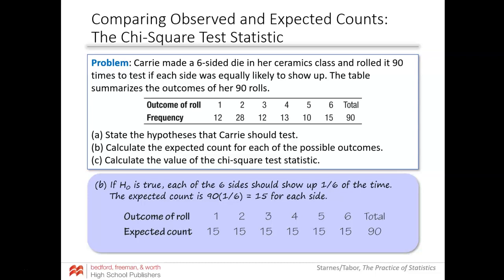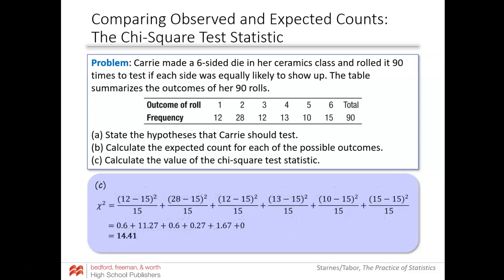And it's going to be 15 for each one of the sides. So that wasn't too shabby. Now when we go to calculate the chi-square statistic, we take each one of those observed outcomes, subtract it from the expected outcome, square that difference to make it positive and make it bigger, basically, and then divide it by what we expected. So you'll notice all of them are being divided by 15.